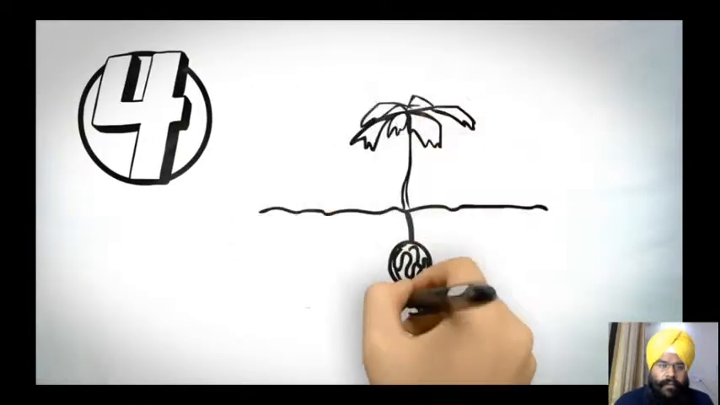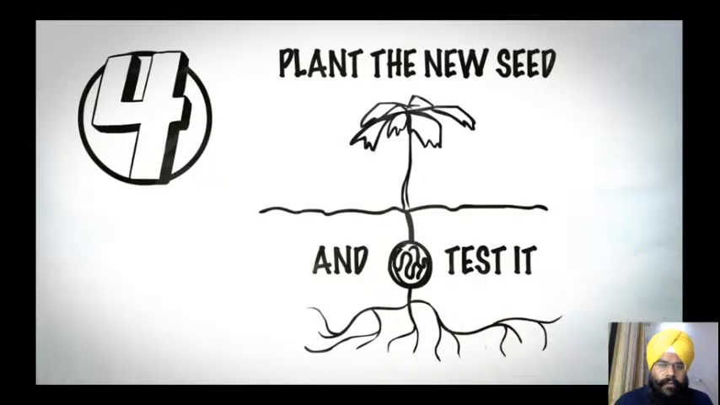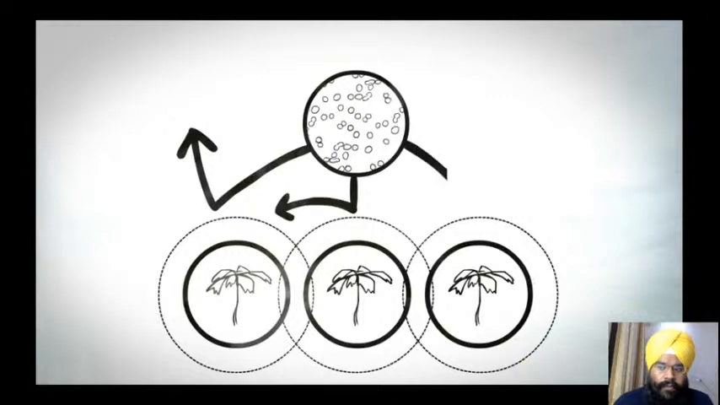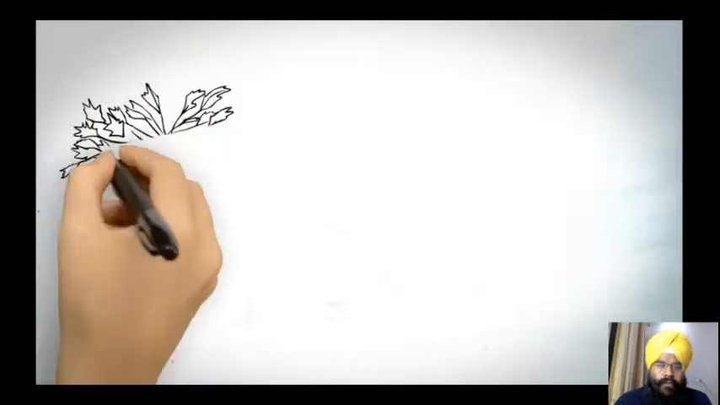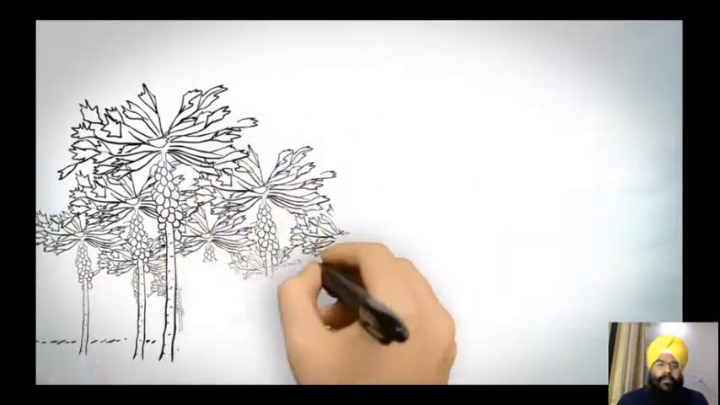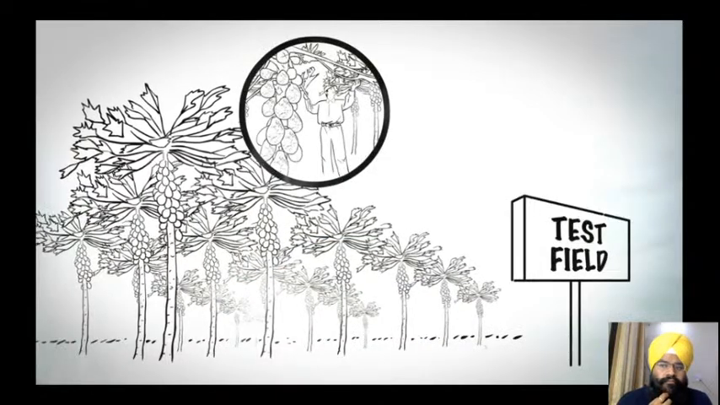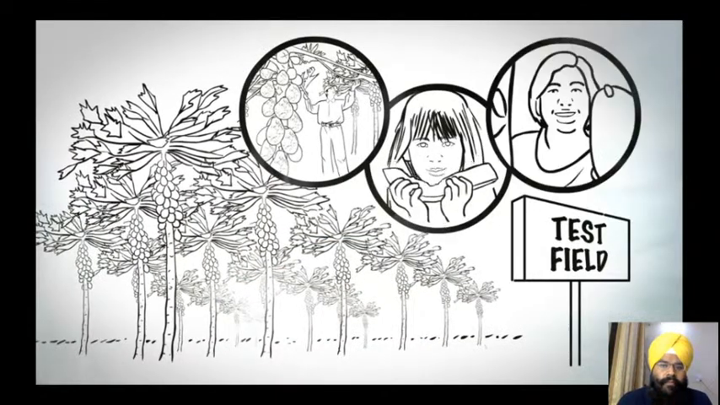Step 4. Plant the new seed and test it. The final step was to plant the seeds and carefully test the resulting plants. One line of plants demonstrated consistent resistance to the virus. After several years of testing, it was determined that this line performed well on the farms, was safe for people to eat, and was of commercial quality.